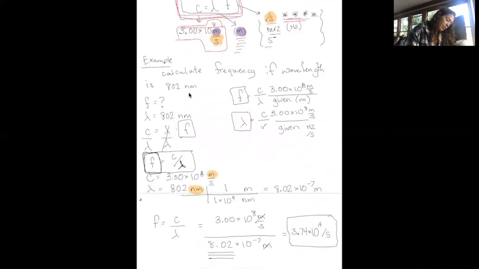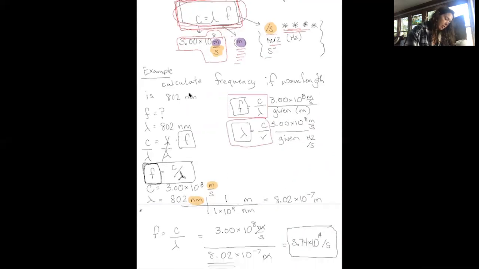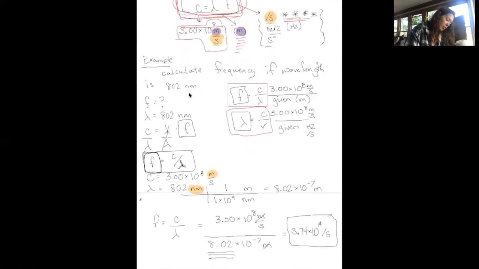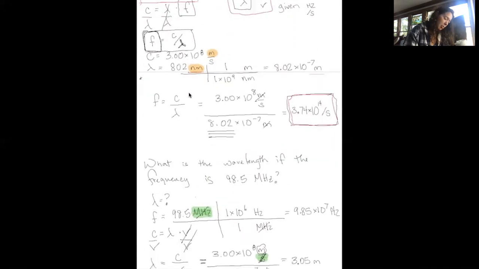We talked about the fact that we could rearrange this equation to solve for frequency and to solve for the wavelength. We then solved a problem where we were given the wavelength in nanometers and we were asked to solve for the frequency. We first had to convert the nanometers to meters, plug it into our equation, divide, get the answer, round to the correct sig figs, and label it appropriately.